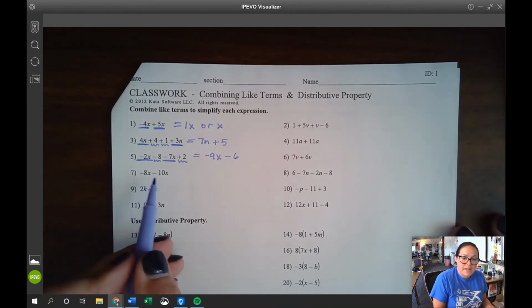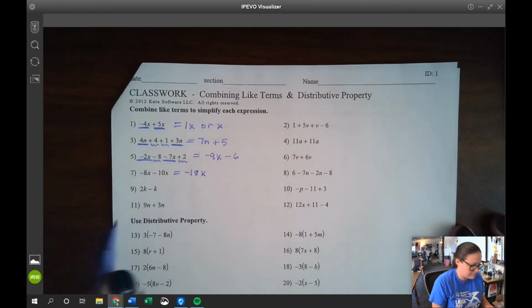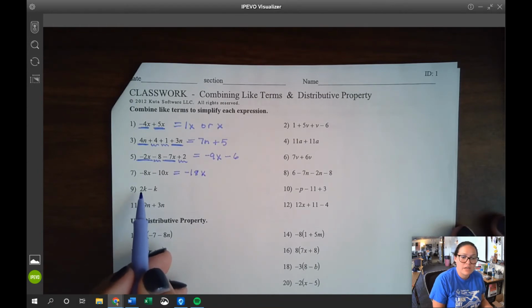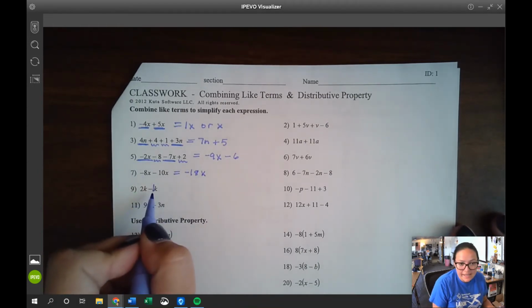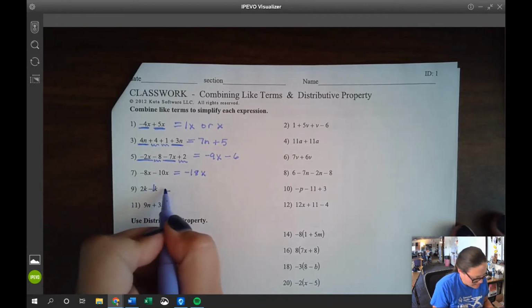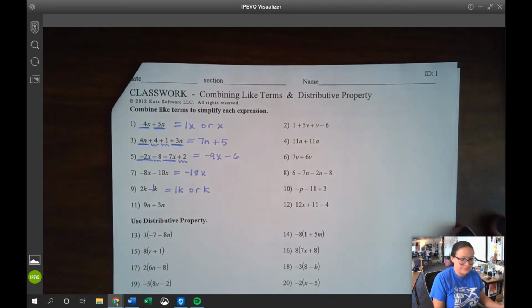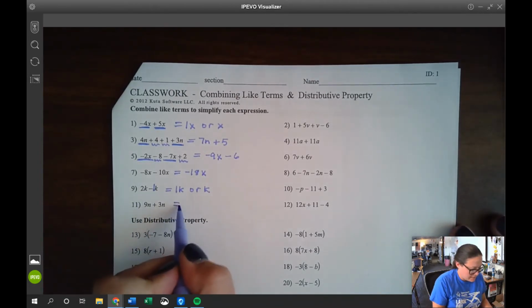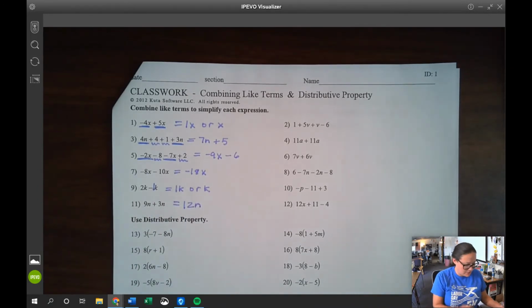Okay, negative 8x minus 10x. I can combine those together. That gives me negative 18x. 2k minus k. How many k's is this? That's 1k. So 2 minus 1 is 1k, or just k. 9n plus 3n is 12n. Okay, so that's combining like terms.